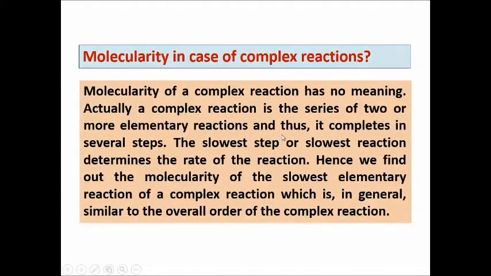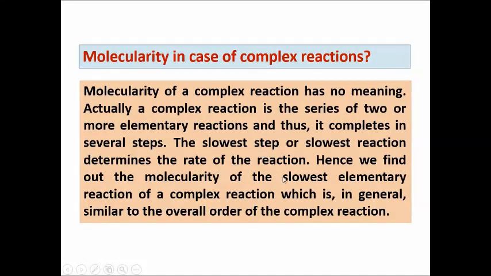Molecularity of a complex reaction has no meaning. Why? Because there are a number of sequences of elementary reactions, and then finally you get the complex reaction. So how can we explain the molecularity? Actually, a complex reaction is a series of two or more elementary reactions, and thus it completes in several steps. So the slowest step or the slowest reaction determines the rate of the reaction. That point you have to keep in mind.